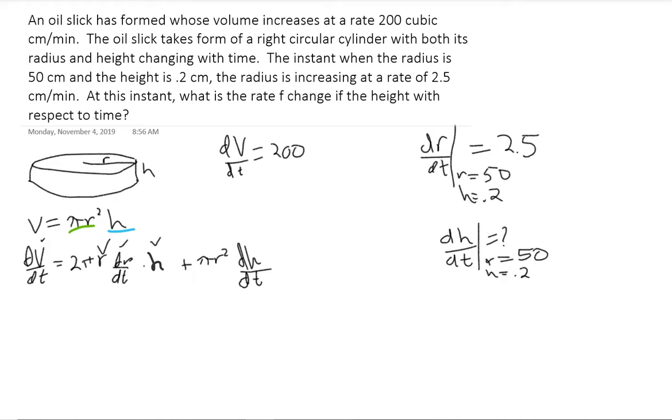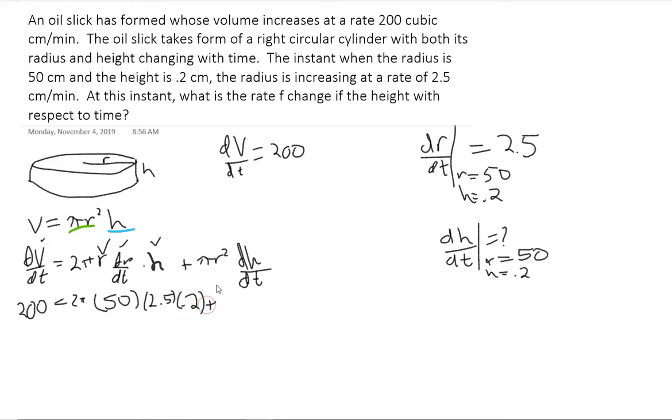Okay, so let's go ahead and just start plugging in numbers. 200 is our dV/dt. We got that from up here. It's going to be equal to 2 pi r. R is 50. dr/dt 2.5. h 0.2.